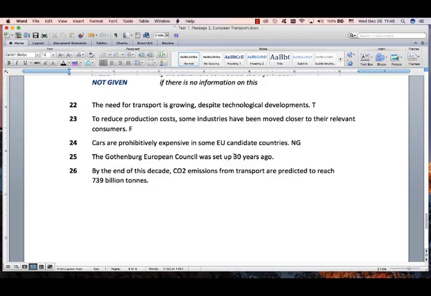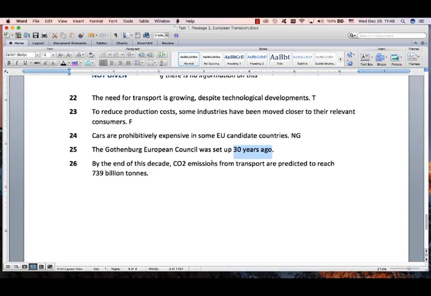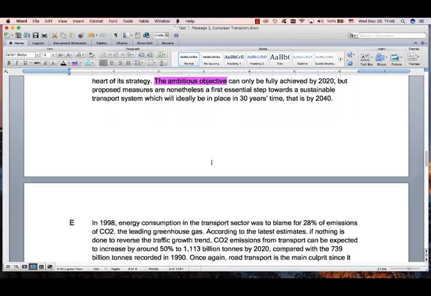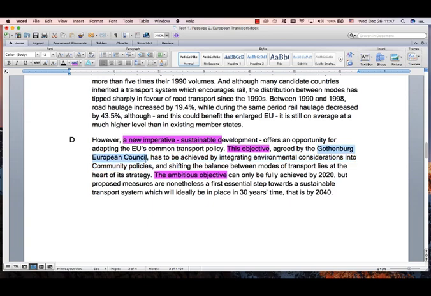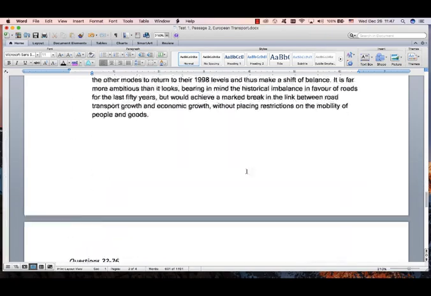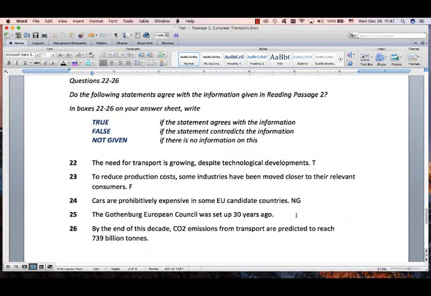Gothenburg was set up 30 years ago. So I would guess that this is the target language. When was it set up? How long ago? There is there. When was it set up? Doesn't say. I think maybe they're trying to confuse us a little bit. In 30 years' time, in the future, that's 30 years, but we don't know when this council was set up, when it was started. Another not given.